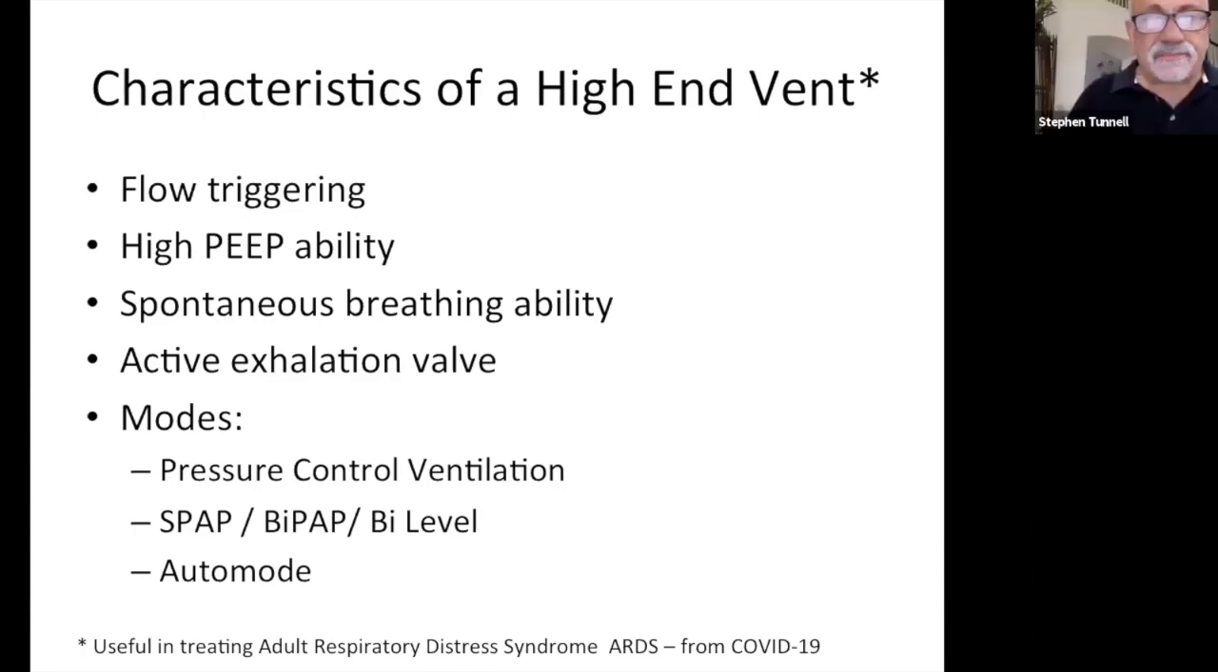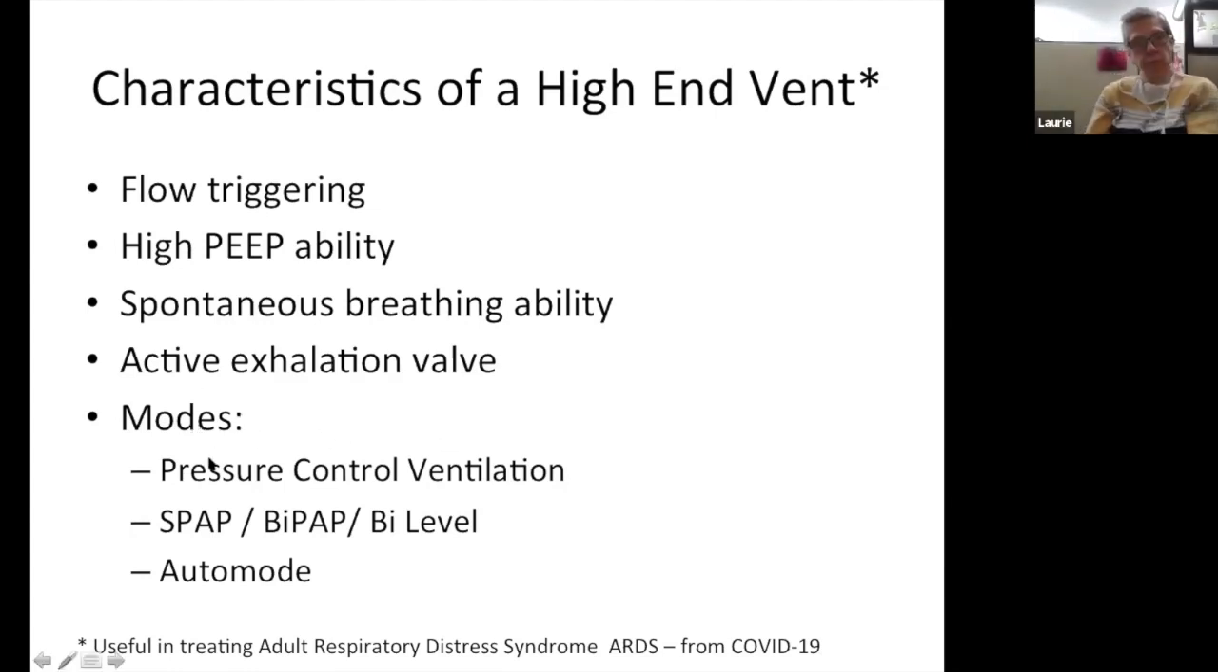So I want to kind of summarize what the characteristics of high-end, high-quality ventilators are. They have the ability to use flow triggering to recognize the flow. They have the ability to set high levels of PEEP and maintain those levels of PEEP. Patients can breathe spontaneously. They're allowed to breathe on their own, and the ventilator just sits and kind of supports them. Generally, there's an active exhalation valve, a valve that is being driven, on inspiration and exhalation.